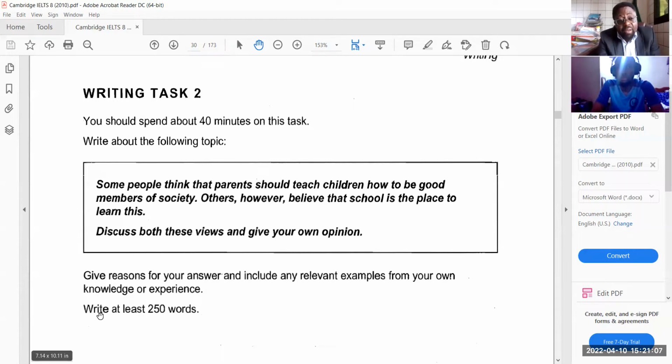And then the last thing they are looking for is the number of words. Have you seen that? Write at least 250 words. They don't want you to write a big book. They want you just to write something normal. Okay. So from this, what are the keywords that you can identify that will guide you in your essay?